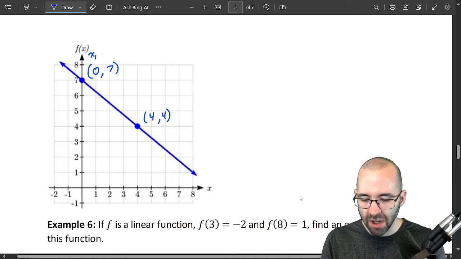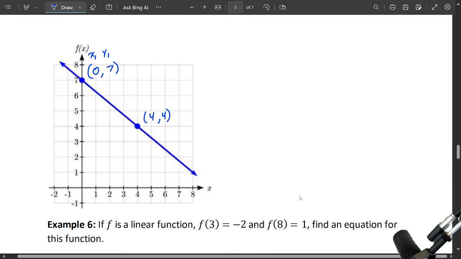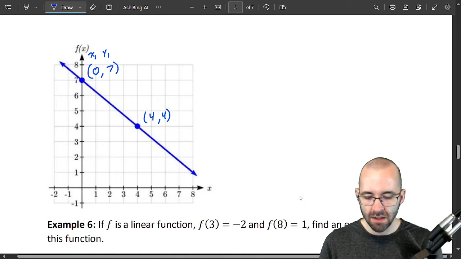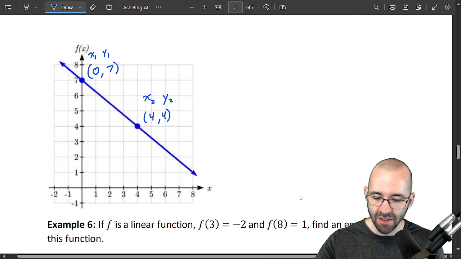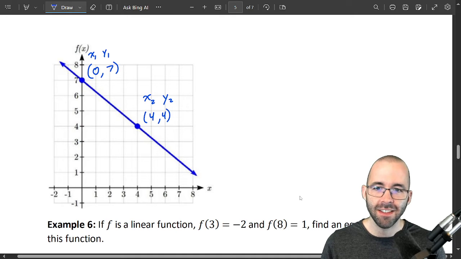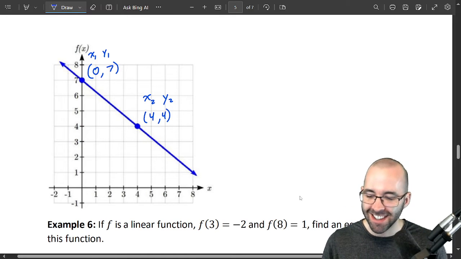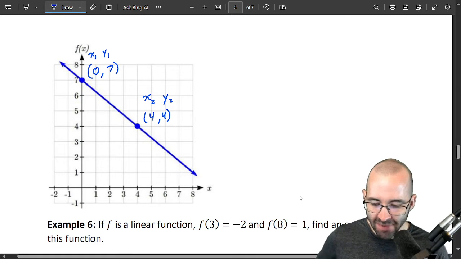And again, let's call this one x1 and this one y1. The first x and the first y. This can be the second x and the second y. This person's second x was not as good as their first x. Whew. All right. I haven't made that terrible joke in a while.